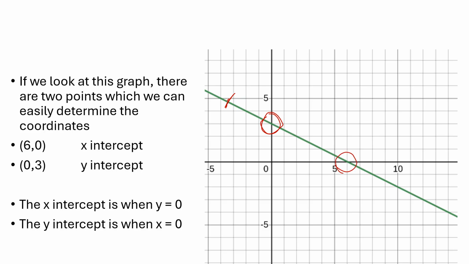And we notice that where we're crossing the x-axis, the coordinates are 6 for x, 0 for y. And where we are crossing the y-axis, the coordinates are 0 for x and 3 for y. So what we can see from this is that the x-intercept is when y equals 0. The y-intercept is when x equals 0. So now we're going to use that.